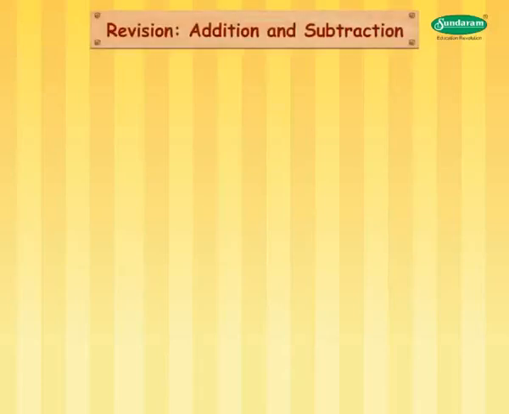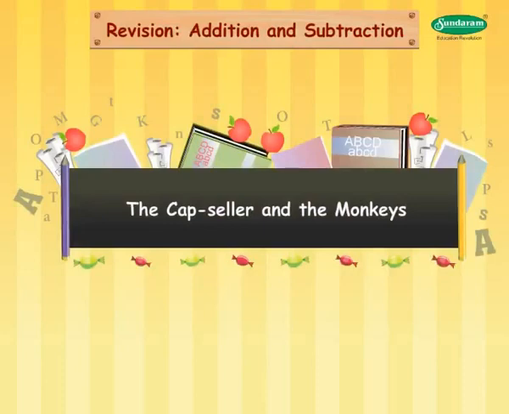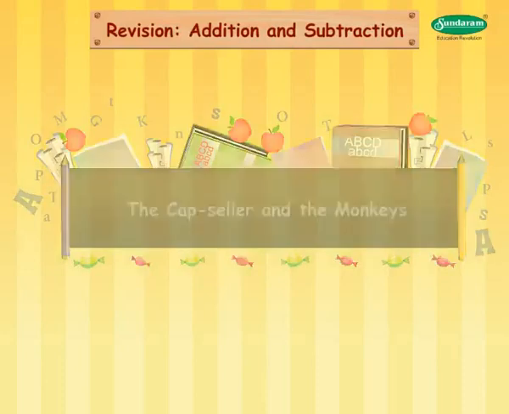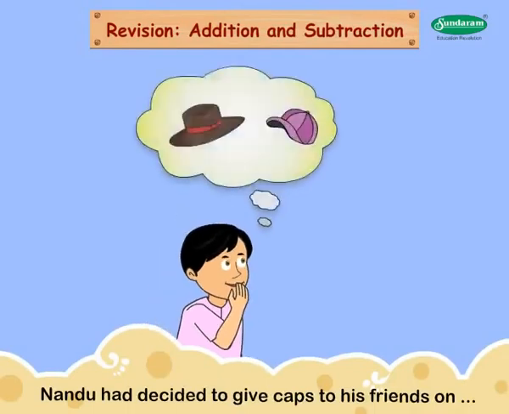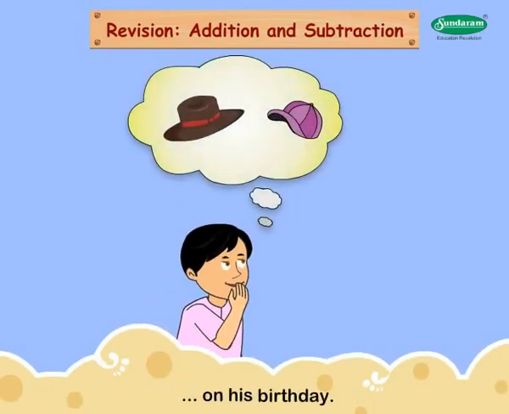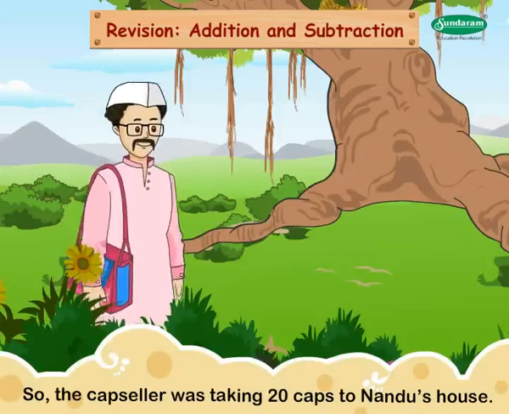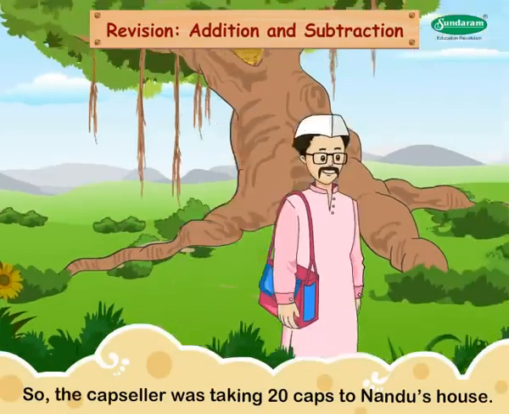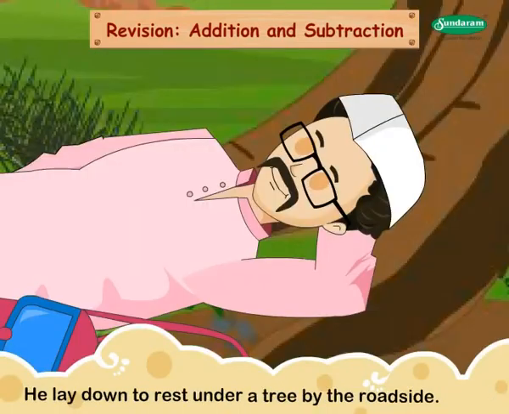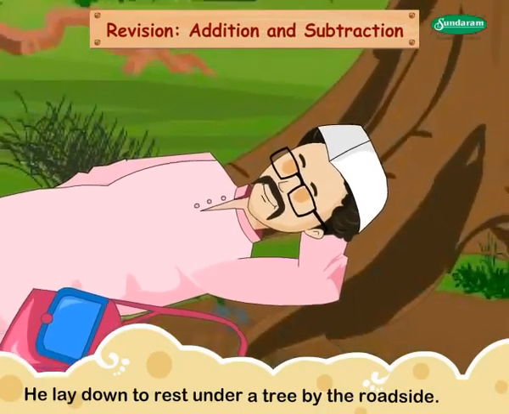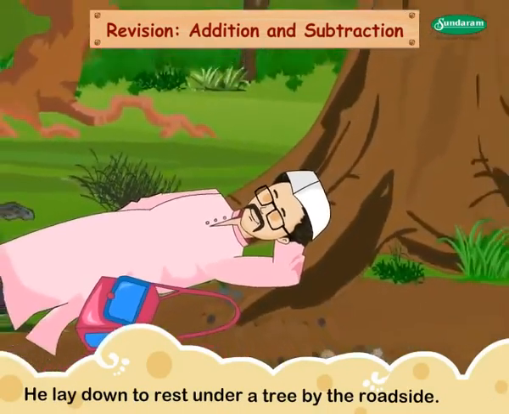Revision, addition and subtraction. The cap seller and the monkeys. Nandu had decided to give caps to his friends on his birthday. So, the cap seller was taking 20 caps to Nandu's house. He lay down to rest under a tree by the roadside.